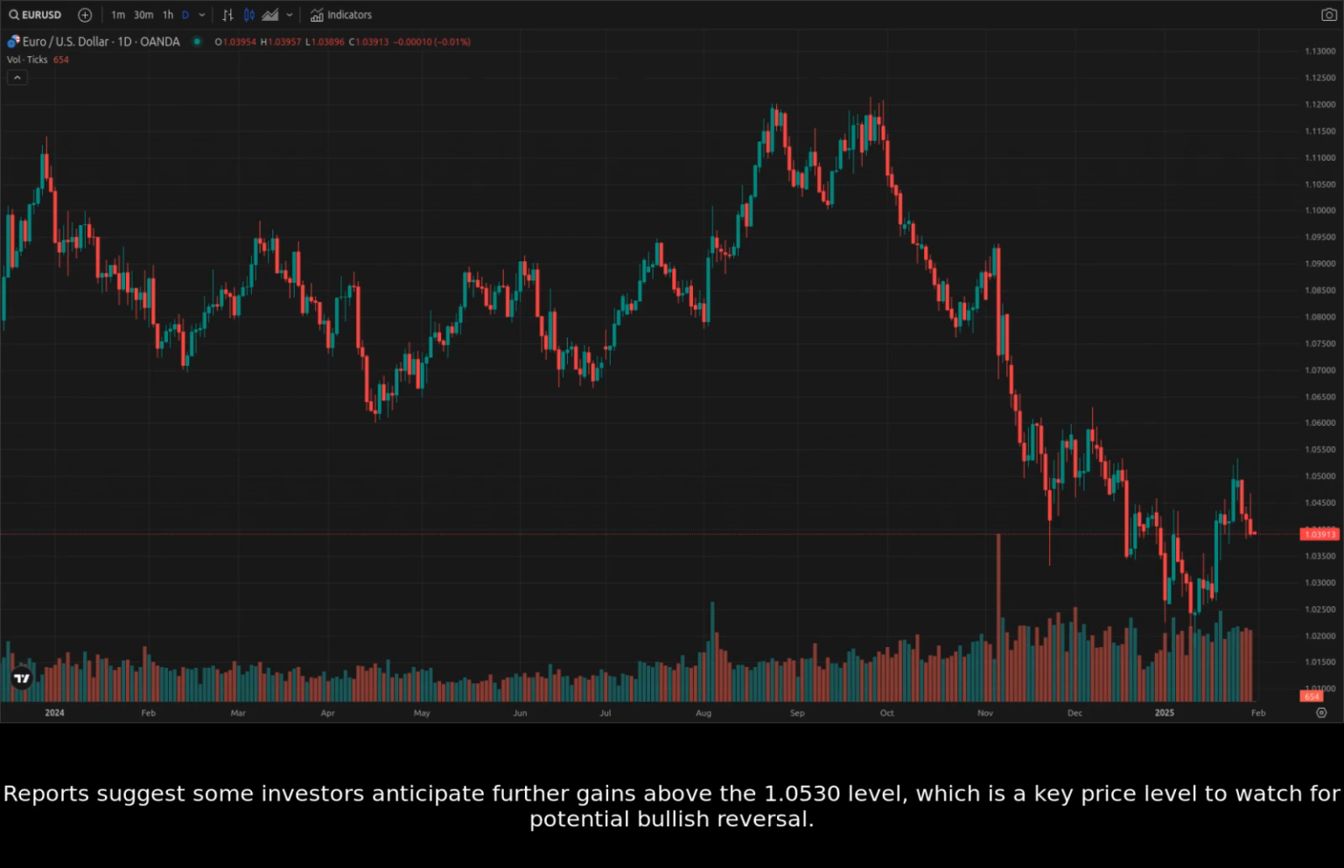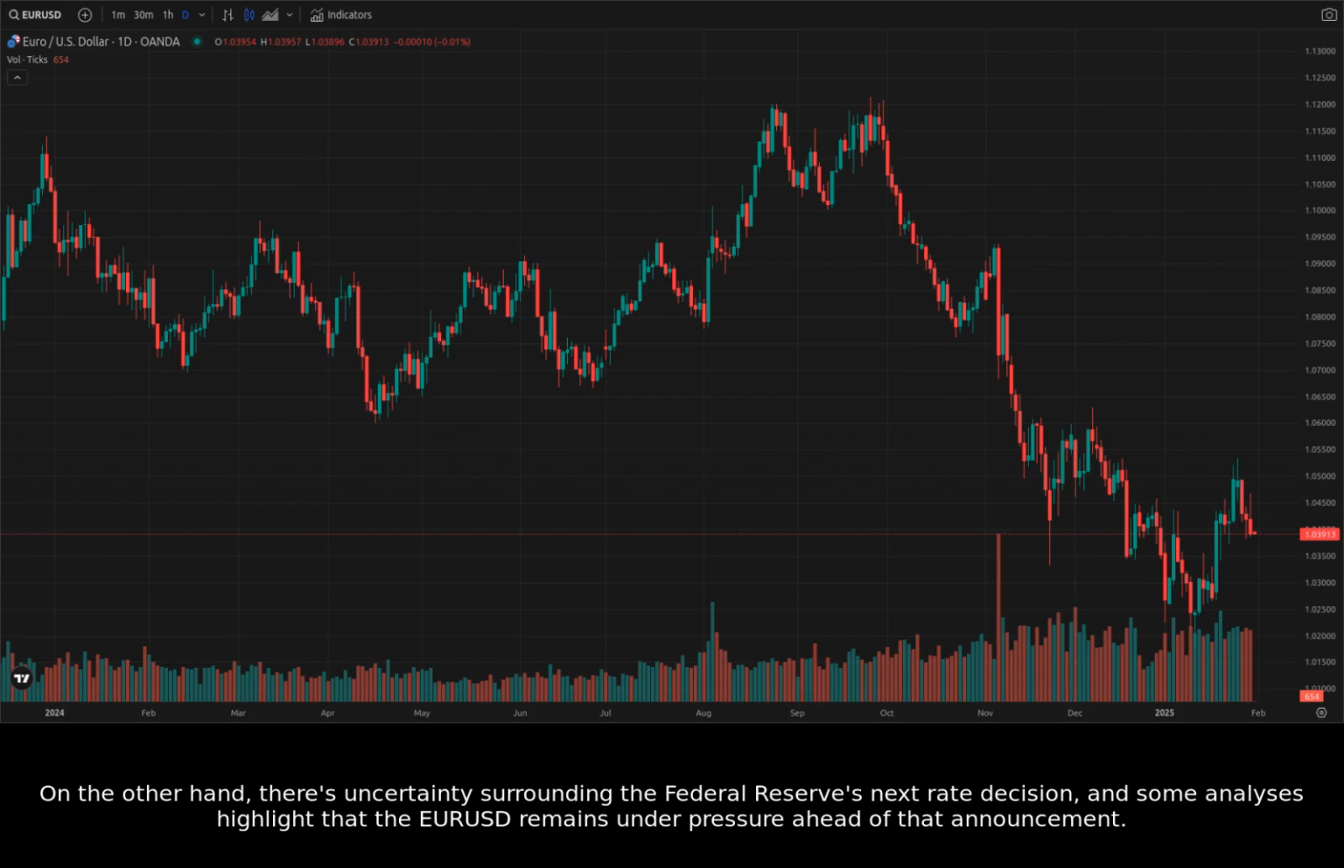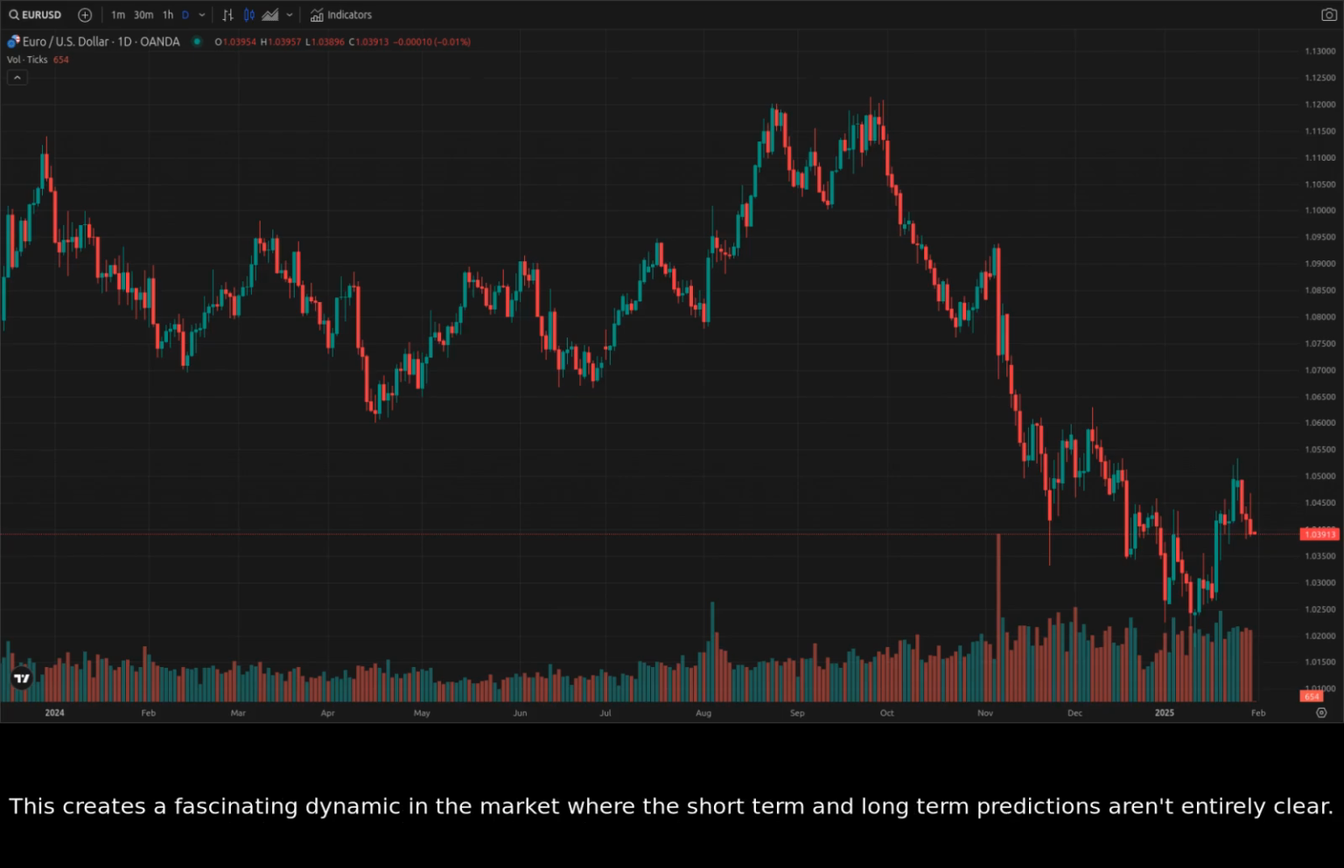Reports suggest some investors anticipate further gains above the 1.0530 level, which is a key price level to watch for potential bullish reversal. On the other hand, there's uncertainty surrounding the Federal Reserve's next rate decision, and some analyses highlight that the EURUSD remains under pressure ahead of that announcement. This creates a fascinating dynamic in the market where the short-term and long-term predictions aren't entirely clear.